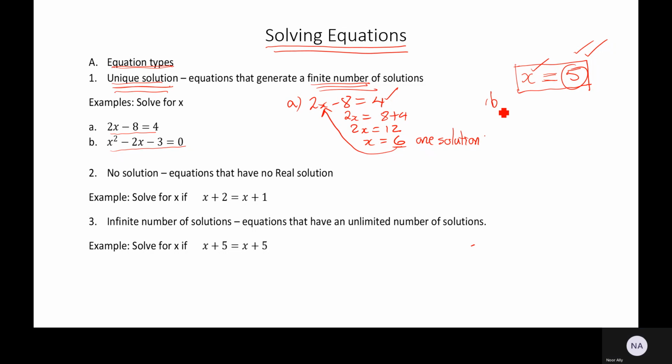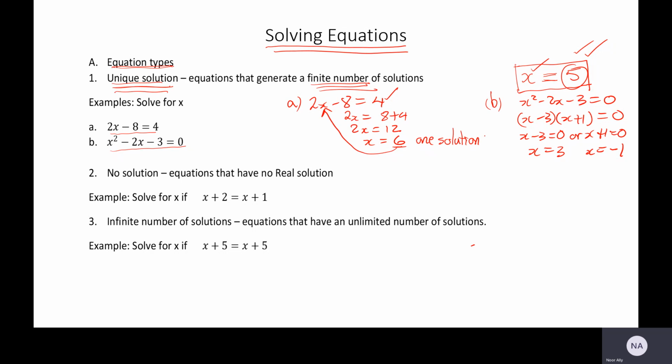For B, x squared minus 2x minus 3 equal to 0, you identify that as a quadratic. You get x minus 3, x plus 1 is equal to 0. Then you say x minus 3 equal to 0, or x plus 1 is equal to 0. You get your two answers: x equal to 3, x equal to minus 1. Now that is a process that you've completed time and time again.